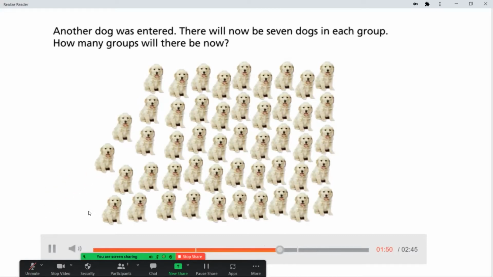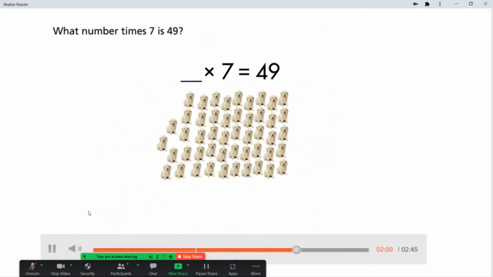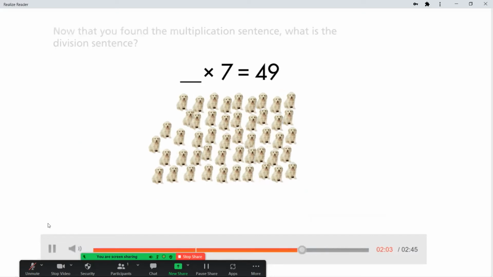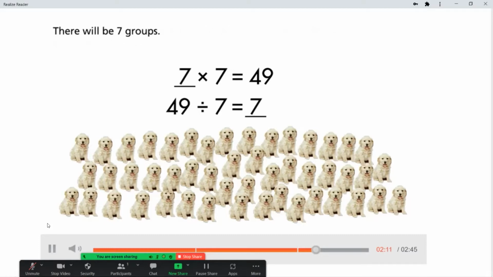Another dog was entered. There will now be 7 dogs in each group. How many groups will there be now? What number times 7 is 49? Select your answer. Now that you found the multiplication sentence, what is the division sentence? There will be 7 groups.